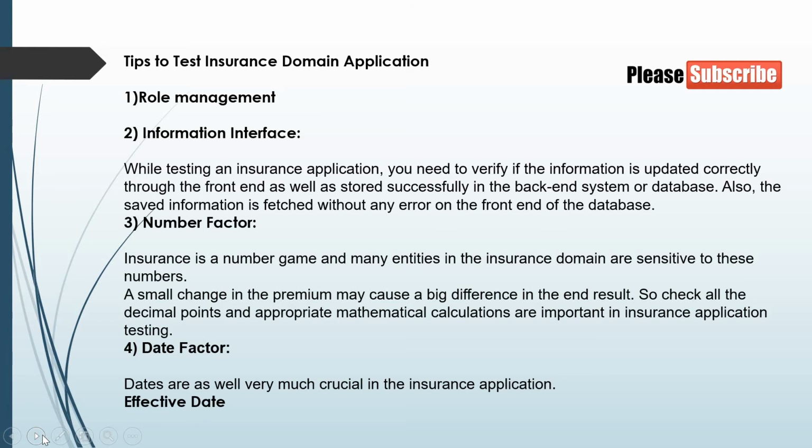Insurance is a number game. Many entities in the insurance domain are sensitive to numbers. A small change in the premium may cause a big difference in the end result. So checking all the decimal points and appropriate mathematical calculations is important in insurance application testing. And the fourth is the date factor. What are the date factors? Like the effective date. A much crucial thing, right?